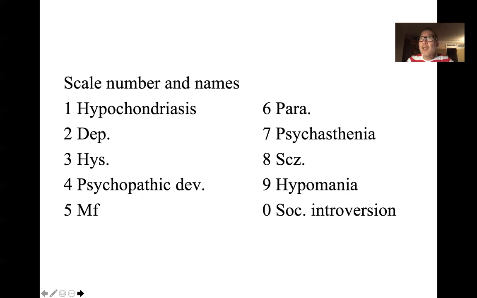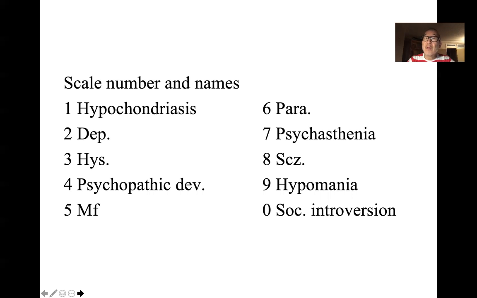Now, these are the 10 clinical scales. Hypochondriasis, which refers to being focused on physical symptoms, depression, hysteria, which you can kind of think of as an anxiety scale. They use a very archaic term for anxiety, which is hysteria, which arises from psychoanalytic theory. The fourth is psychopathic deviant. The fifth is masculinity, femininity. Okay, and this is the extent to which one endorses stereotypical masculine or feminine traits.